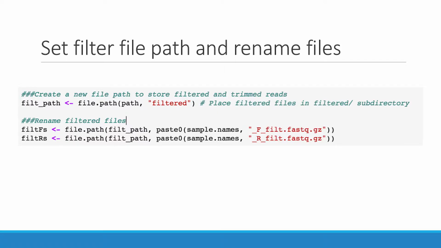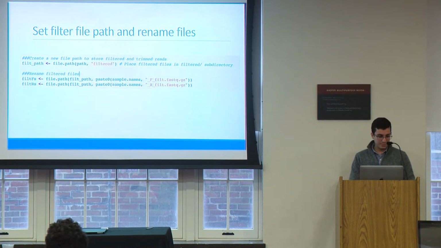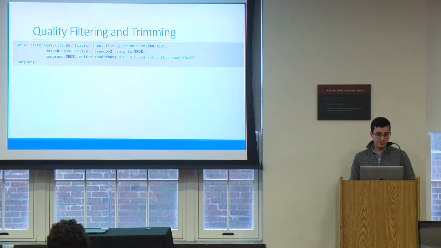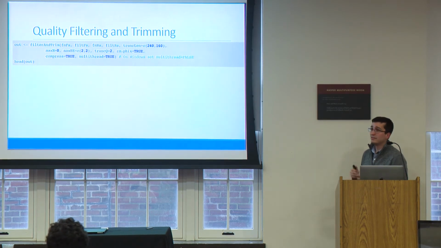This here just creates a new directory for the filtered files. This is already created for you, but it takes less than a second. And then this just renames the filtered files that are outputted from the next command, and just says F for forward, filtered, R for reverse, filtered. That's pretty straightforward. So the first big step in the DADA2 workflow is quality filtering and trimming.